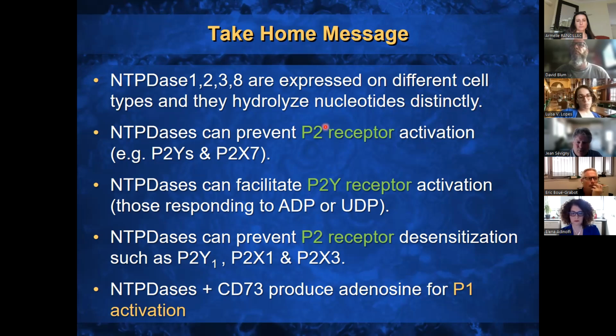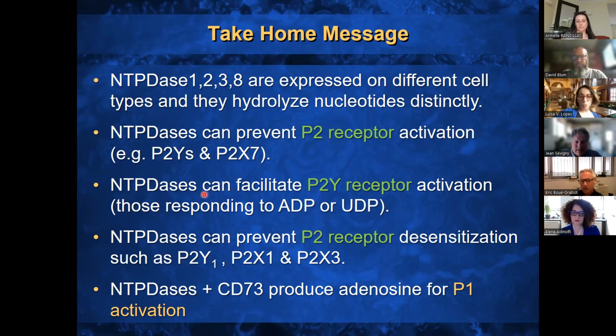NTPDases can affect P2 receptor activation in three different ways that are presented in the next three points. NTPDases can prevent P2 receptor activation, especially those that can be activated by micromolar concentrations, because the Km of NTPDases is in the low micromolar range. Of course, P2X1 is activated by nanomolar concentrations of ATP. I don't think you can block P2X1 with any amount of NTPDase, but you can easily block P2Y receptors, and you can very easily block P2X7 activation.